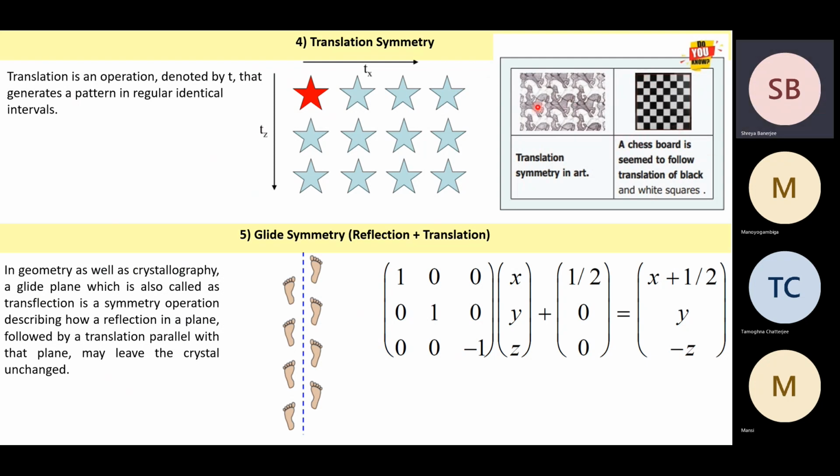Other examples of translation symmetry, as you can see, this horse is repeated in the x direction, or the chessboard, the black squares are repeated in the x direction, and so are the white squares. Glide symmetry is basically a combination of reflection and translation. So if you imagine a footprint, the reflection of the footprint would be parallel to it, but if you reflect it and then translate it, then it is kind of diagonal to it, and that is called glide symmetry.